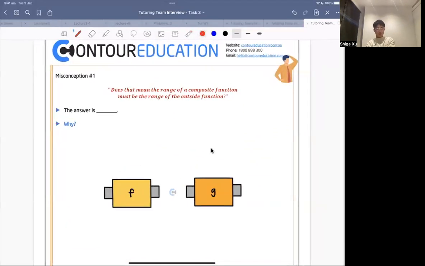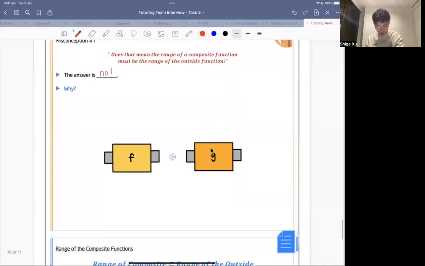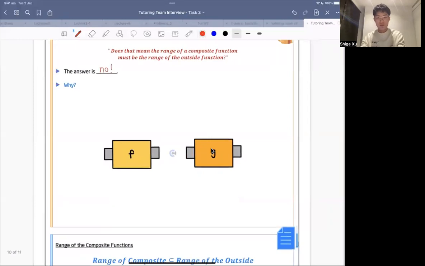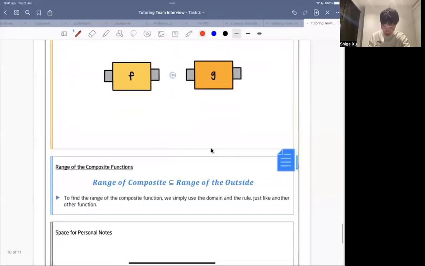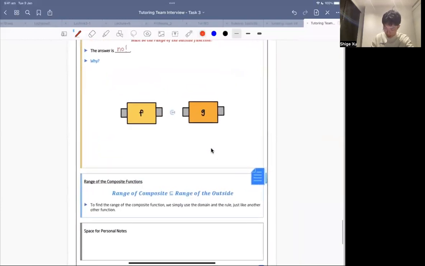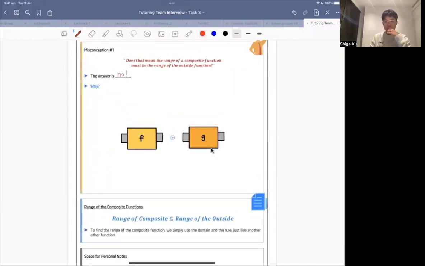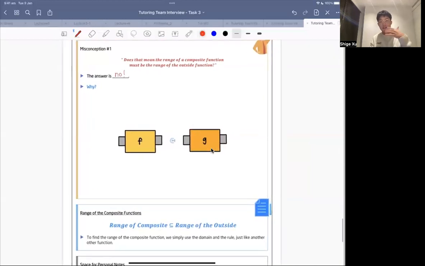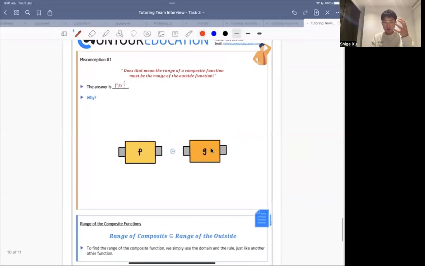Now, some people might ask the question: does that mean the range of a composite function must be the range of the outside function? The answer is no. Why is this not true? Well, because basically we cannot guarantee that the inside function makes everything that the outside function can take as inputs.